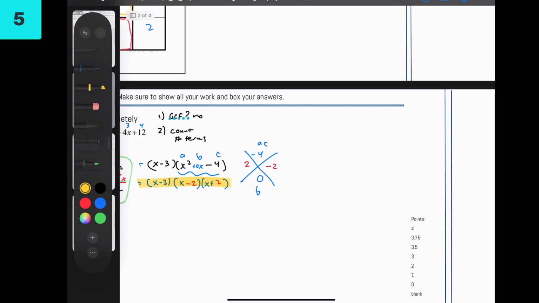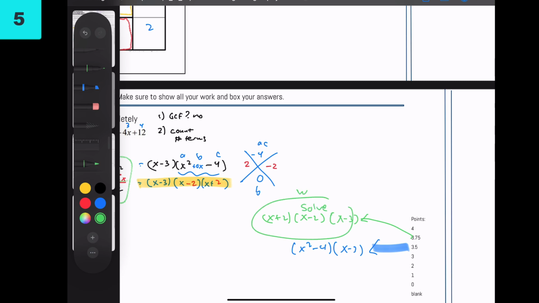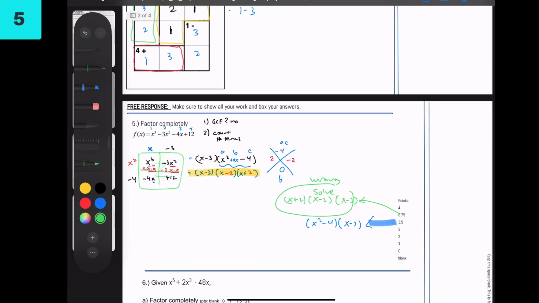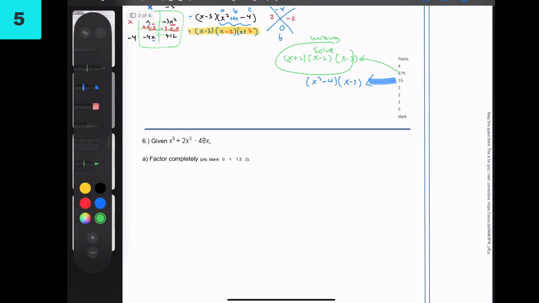Okay, so I gave you 3.5 points if you did x squared minus 4, x minus 3. Now, I gave you 3.75 if you did x plus 2, x minus 2, and then x minus 3, and you try to solve. Remember, that's wrong. You don't set it equal to 0 because this one says factor. That was a common mistake.